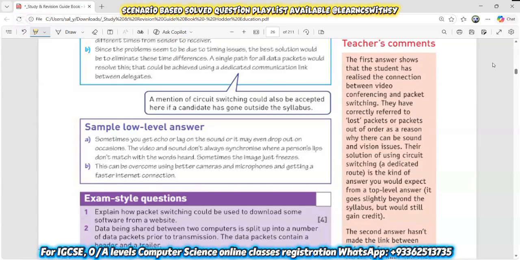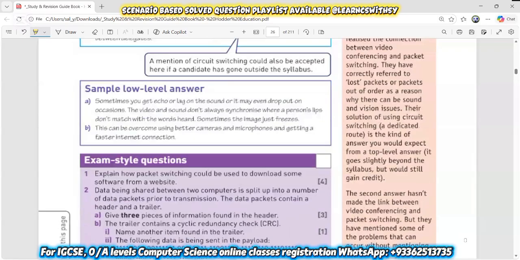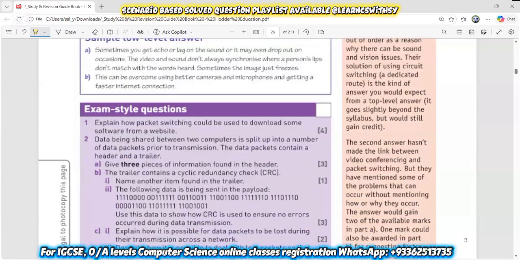Any questions regarding anything till now before I proceed to the low level answers? Why that is a low level answer? Second answer hasn't made the link between video conferencing and packet switching, but they have mentioned some of the problems that can occur without mentioning how or why they occurred. Answer would gain 2 of the available marks in part A. 1 mark could also be awarded in part B for suggestion.